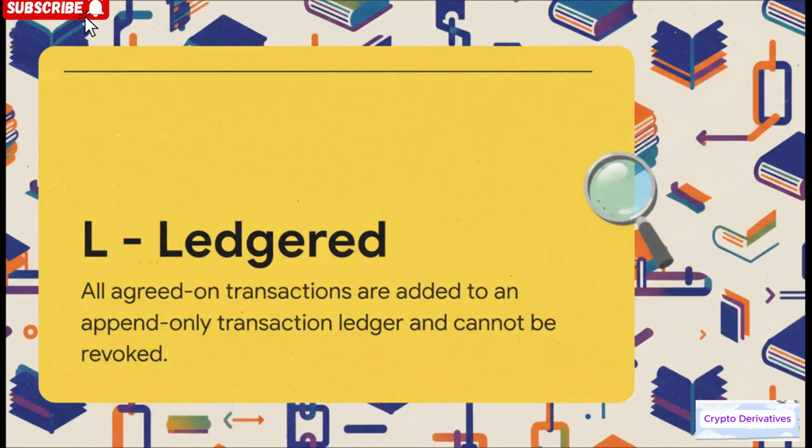Then we have L for ledgered. Once the network agrees on a transaction, it's permanently recorded in this shared digital book, this ledger. And the key thing is it's append-only. That means you can only add new pages. You can't go back and rip out old ones or scribble over the past. It's an ever-growing, permanent history.